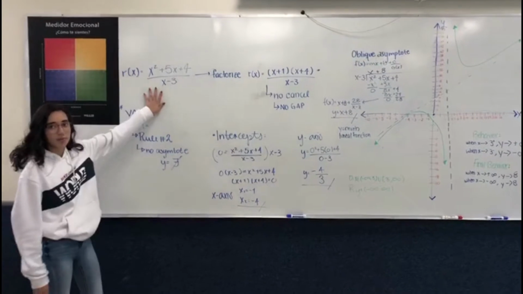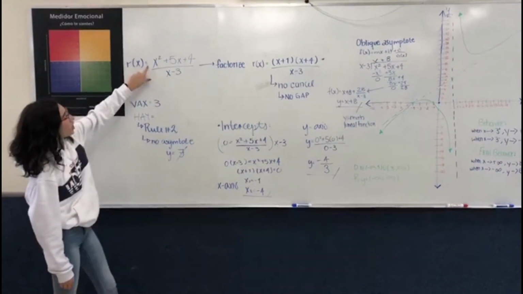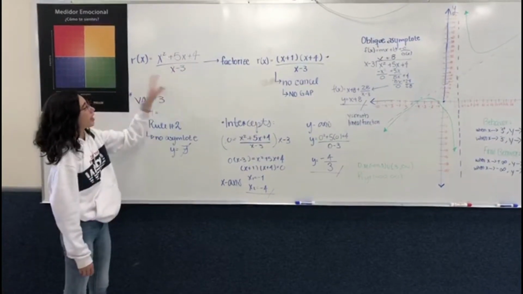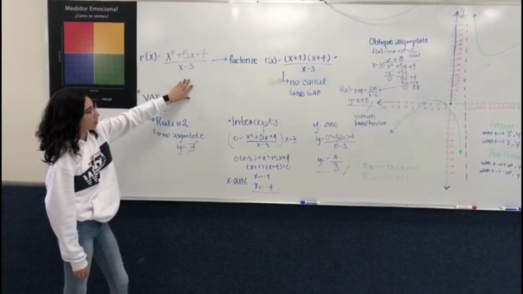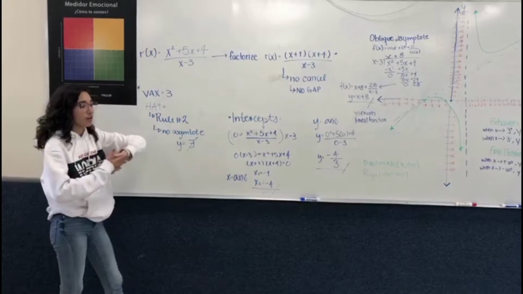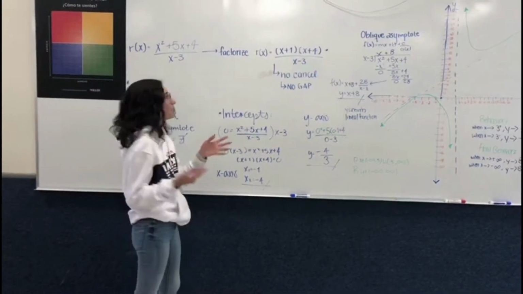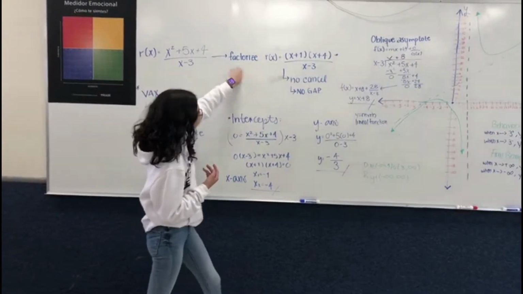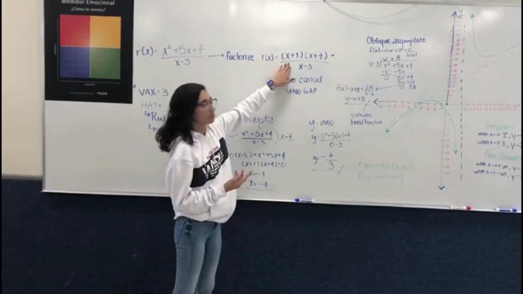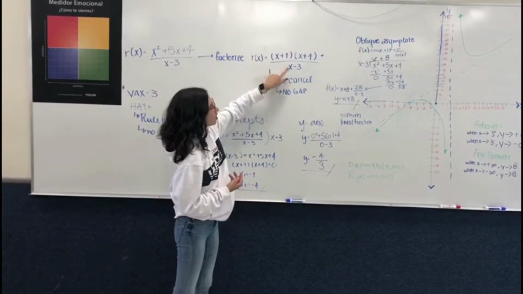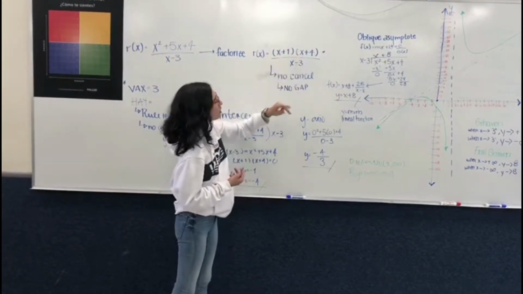This is our problem, that is R(x) is equal to x to the second power plus 5x plus 4, and everything divided by x minus 3. The first step is that we need to factorize to see if we are going to have a gap. So we factorize, and it's equal to this. And we see that we cannot cancel anything because the factors are not the same, so there's no gap.